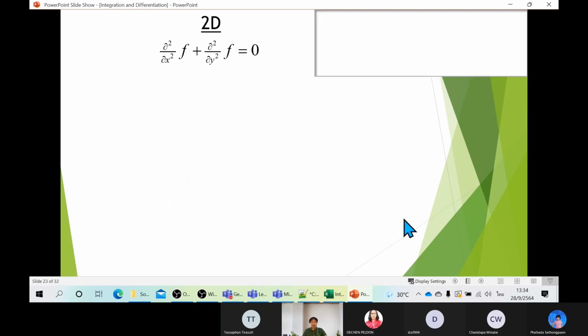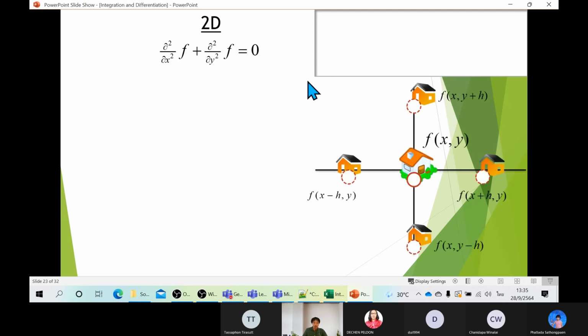What about 2D? In 2D, we have the two axes. We have x and y, both with derivatives and 0 on the right-hand side. Now I can apply the same finite difference method. But before that, let me show you the homes of my neighborhood. Here I have this in the middle is my home. Now the f function is a function of x and y. Not x anymore, but x and y. So I have four neighbors surrounding me.